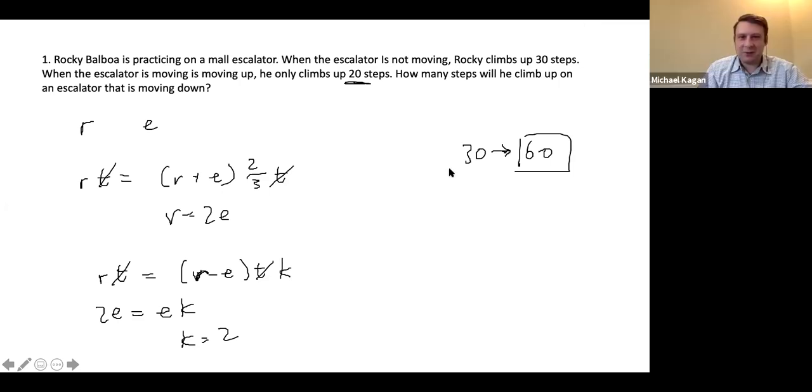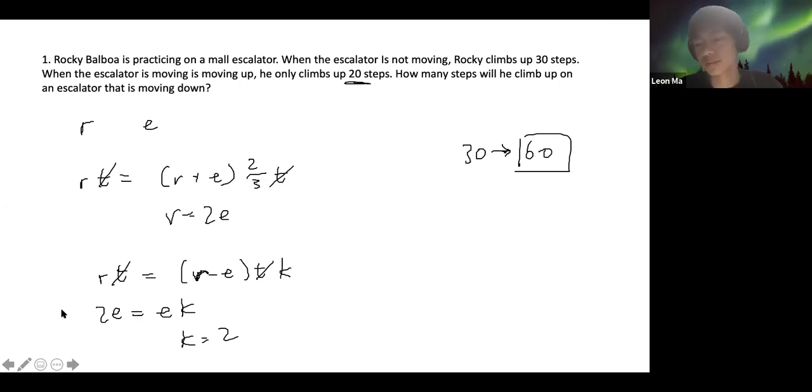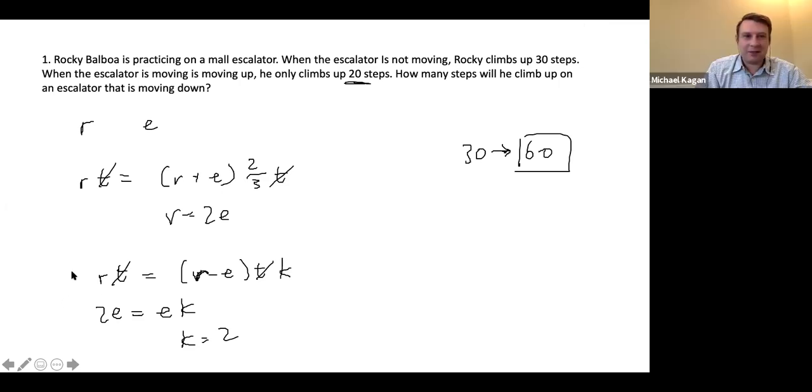Does everybody know who Rocky Balboa is? Okay. Yeah, he was a boxer, right? He did not practice on escalators. He practiced on the stairs of the Philadelphia Art Museum, and there is a statue of him. But yes, he could easily make an originally stationary escalator move down, as Andrew described. So you're not too far off.